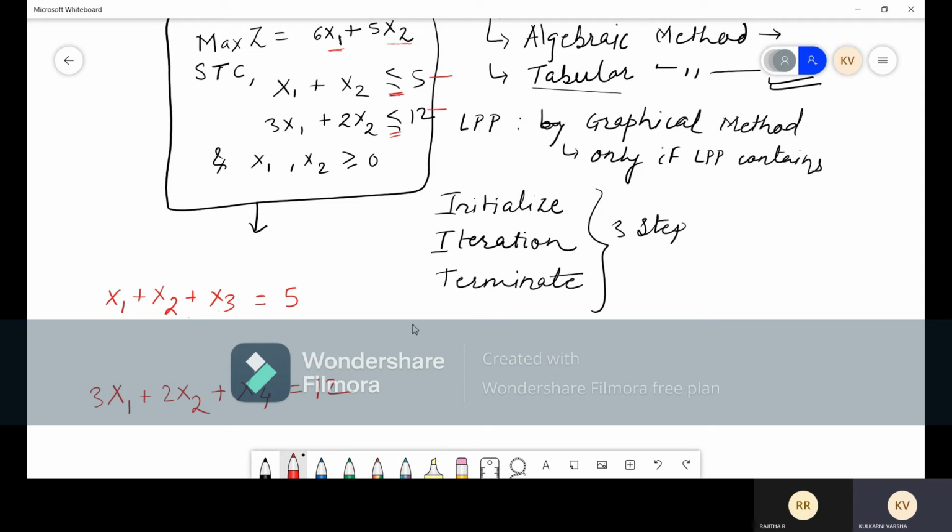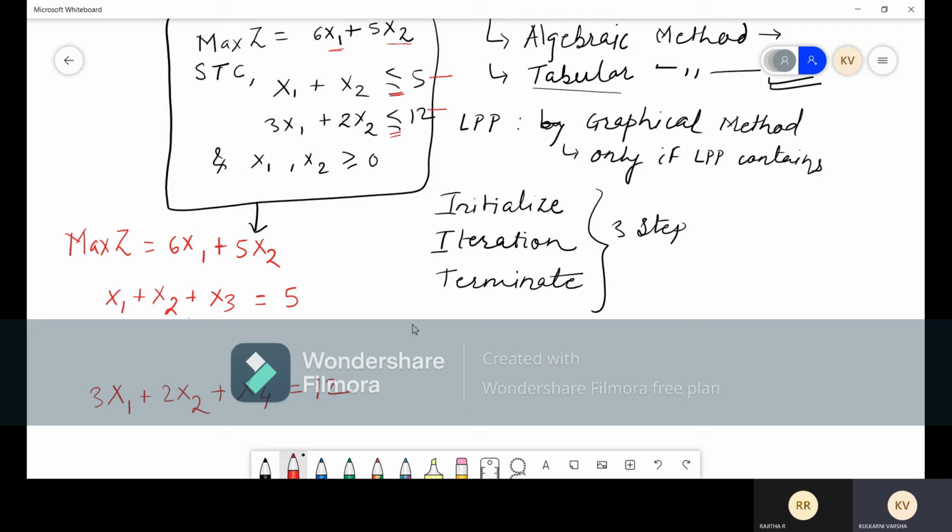Now what will happen if we are using slack variables in the constraints? What about the objective function? Our objective function is of maximization: maximize z equals 6x1 plus 5x2. The objective function is the main profit or loss function. That is the goal. Maximize means it is for profit. So whatever the value of x1, 6 times that will be the profit due to x1, and 5 times the number of x2 will be the profit due to x2.